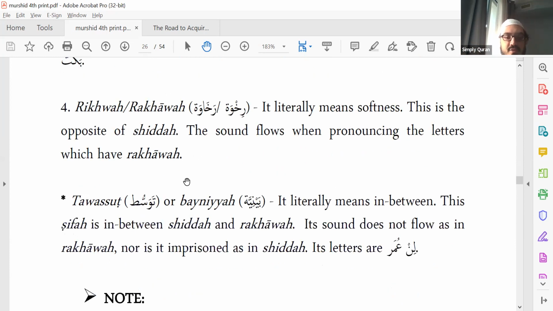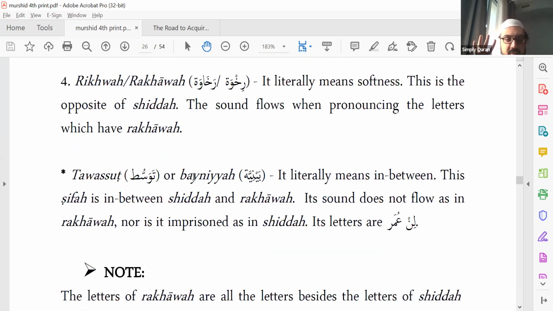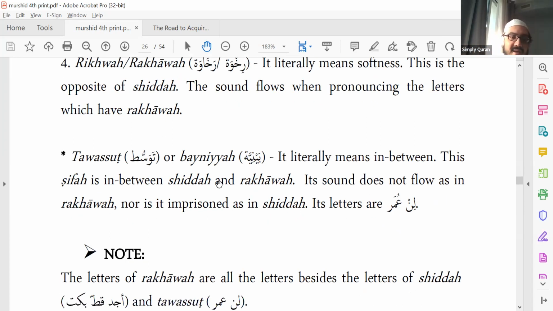Okay, then we have Tawasut. So we have again 4 categories, or 8 sifat, 4 categories. So hams, jahar, shidda, rikhwa. However, this one has, you can say, not a subcategory, but in between. It's called Tawasut or bayniya, which literally means in between. This sifa is in between shidda and rakhawa.